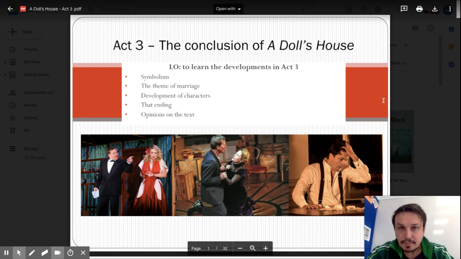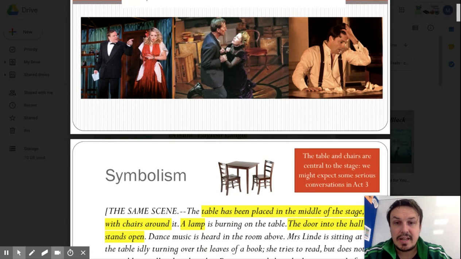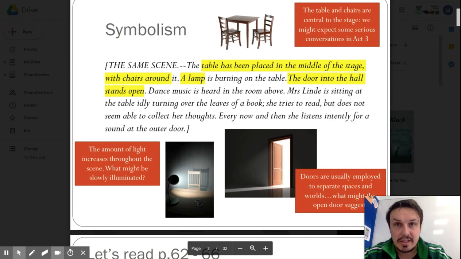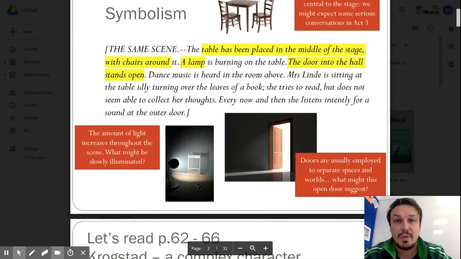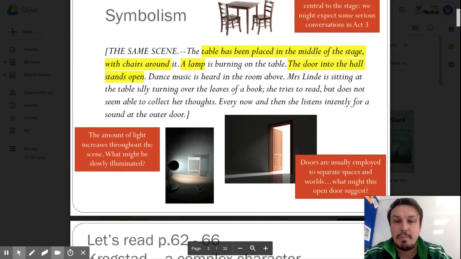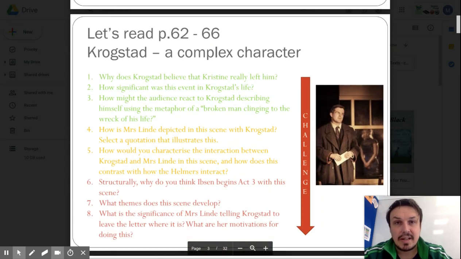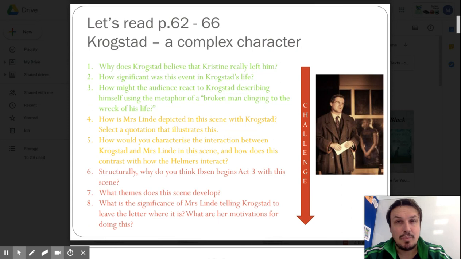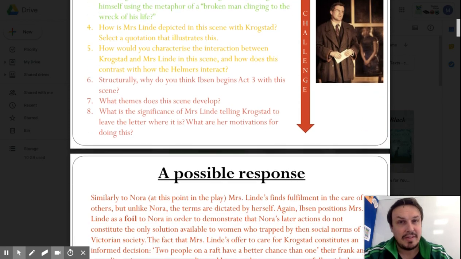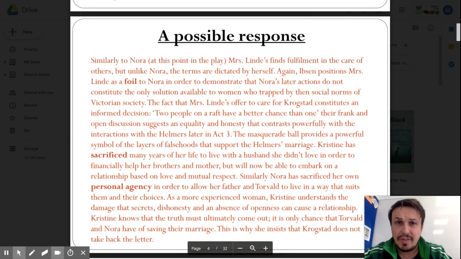Now, we've gone through a fair bit of Act 3. We did the test, we did the introduction, and we looked at symbolism in the key in the opening of the scene, which we know Ibsen's a big proponent of. We looked at Krogstad's complex character and how that character develops and why that's significant. We also looked at the structure of that scene and the conversation he has with Christine and why that's significant in Act 3 in comparison to the marriage with the Helmers.